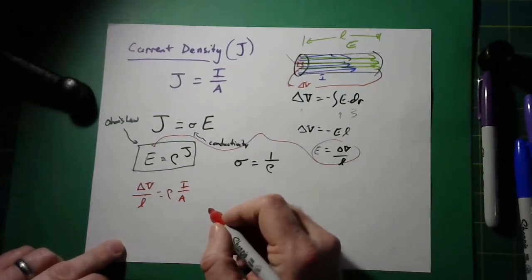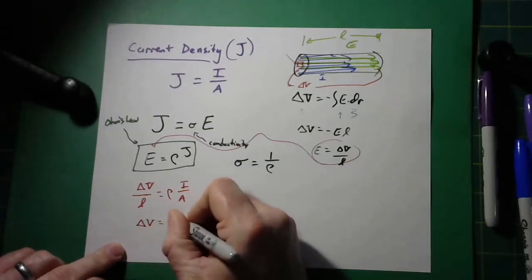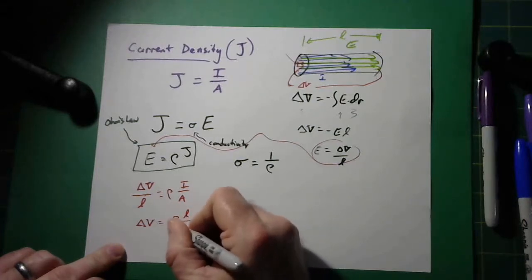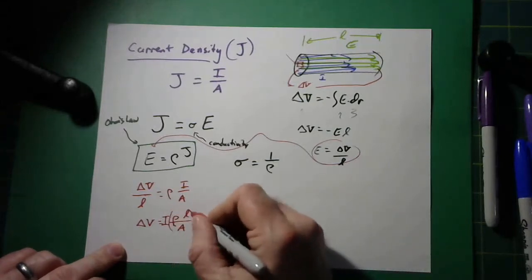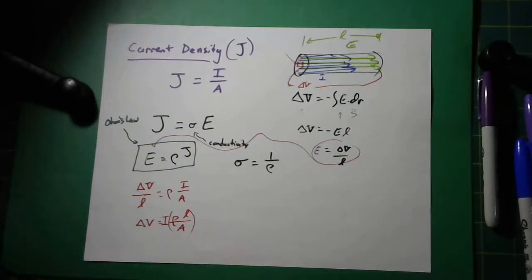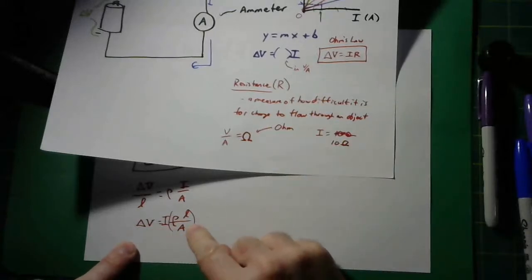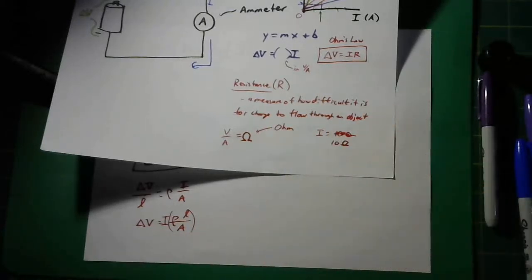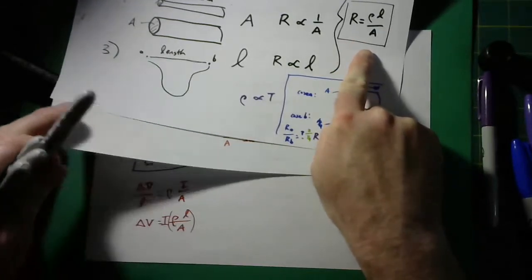And if I rearrange this, check this out now. I'm going to move the L over. Look what I'm going to get. I get delta V is rho L over A times I. Hey, what's this? Rho L over A. Delta V is I times this. You say, wait, I remember that. That's the equation that everyone talks about as being Ohm's law. Delta V is I times R. Delta V is I times this thing. Oh, look, rho L over A. That's the equation we got for resistance before, that we just kind of logicked out, right?